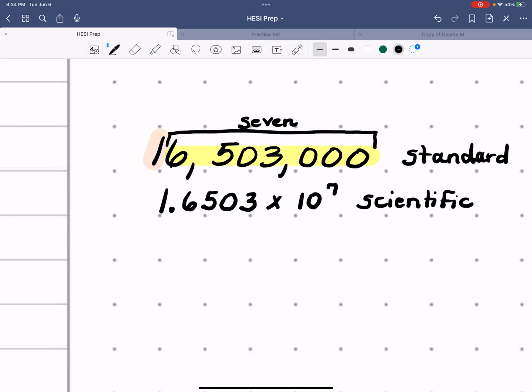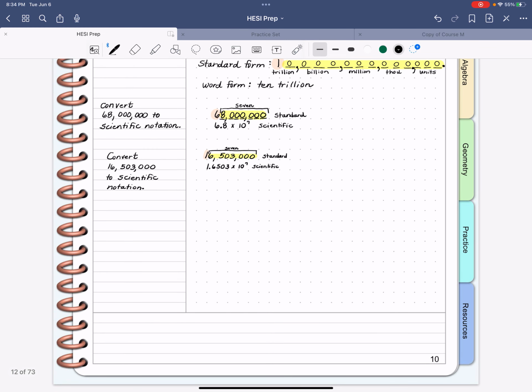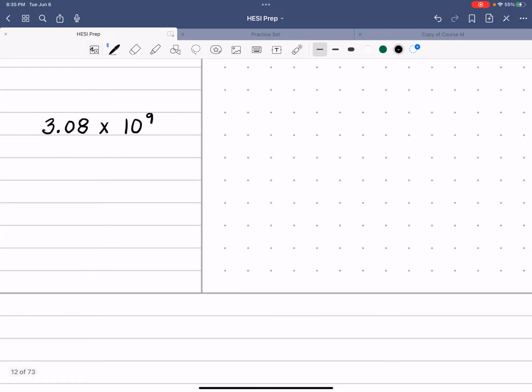And I have room here. I'm going to squeeze in another example that is not in my notes. I actually have room for a couple more. So you can squeeze this in here. You could also write on the back of page 10. Let's do this number. Let's do 3.08 times 10 to the 9th power. So that is scientific. I want us to find standard. So let me bring it over here. I like to work right underneath it.